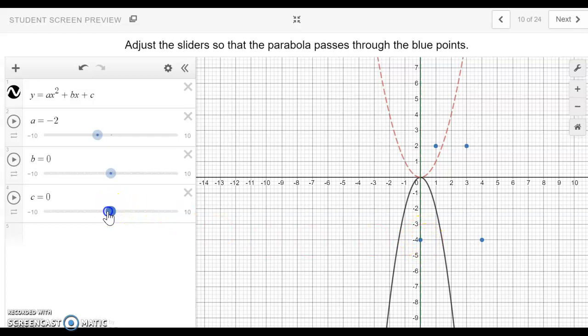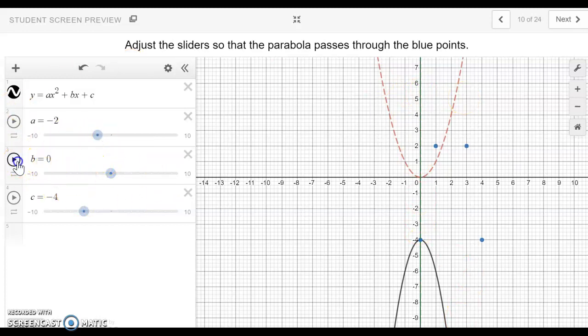So I'm going to go ahead and move my slider to -4 because I know that's where it's going to intersect. So I'm getting a little bit of a shape of my parabola here, but now it's not in the right spot. It has to move up and over quite a bit. So that's the B part.